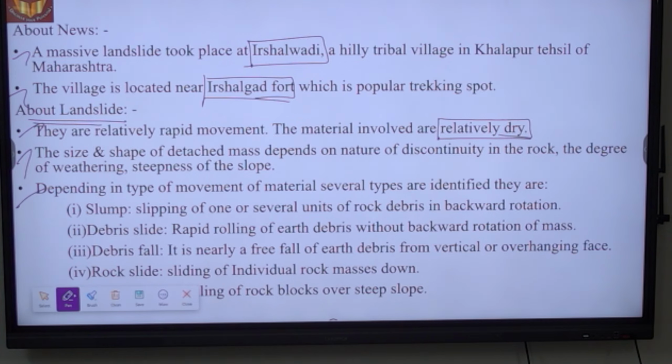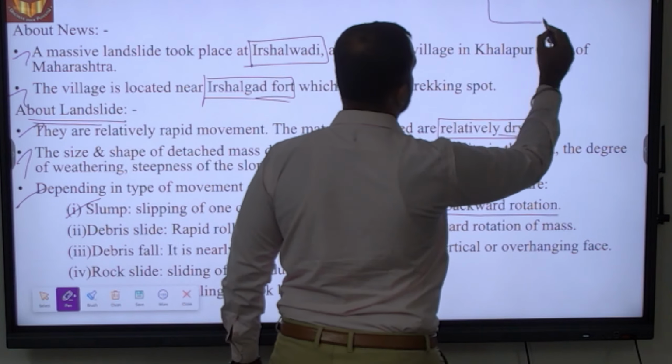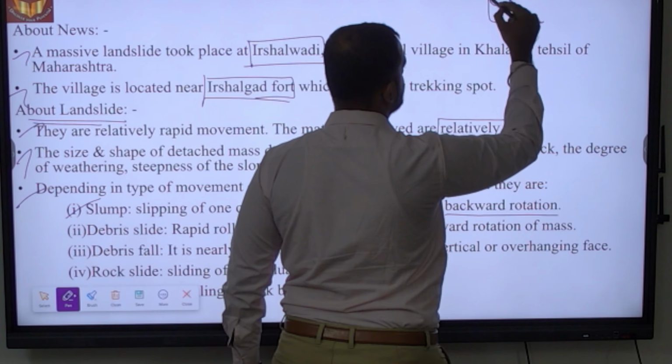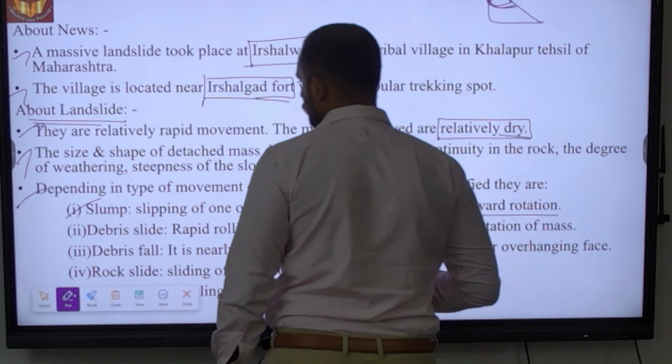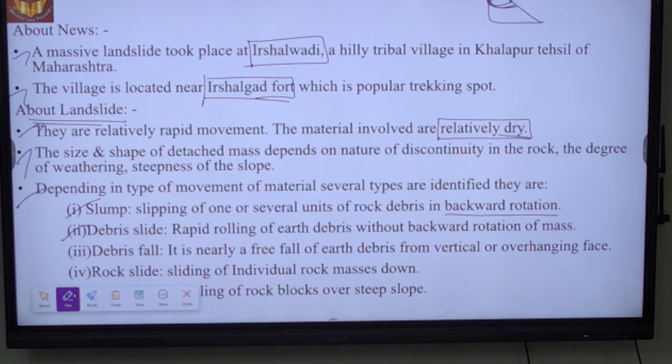several types of landslide are identified. They are: first is slump. Slump is the slipping of one or several units of rock debris in a backward rotation. For example, if the rock debris is sliding backward like this, it is called a slump. And if a particular rock debris is not flipping in a backward rotation but falling straight steeply downwards, such kinds of slides are called debris slides.